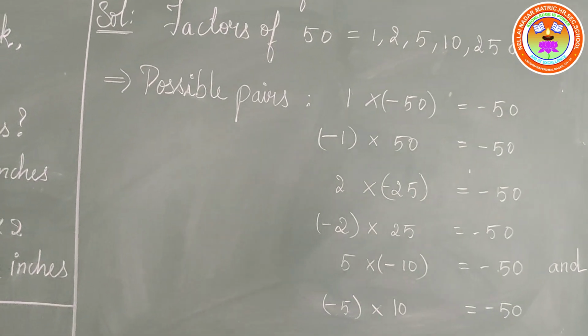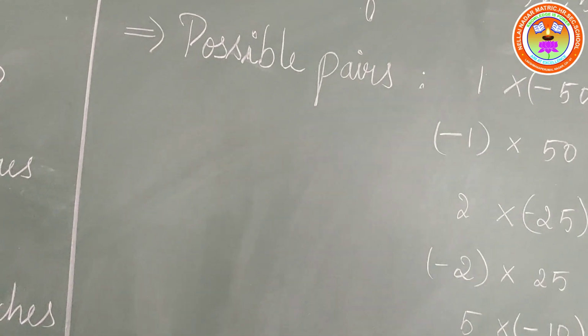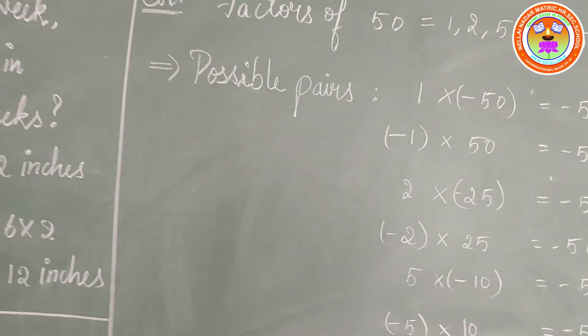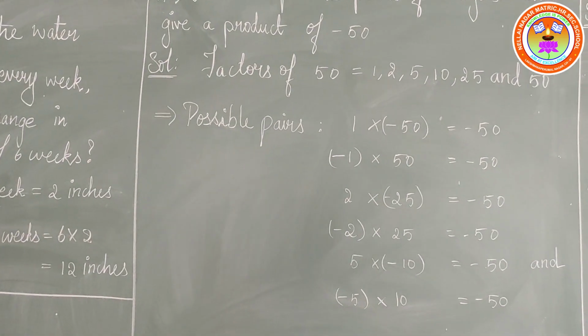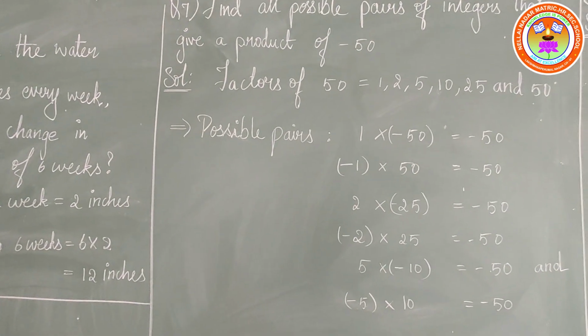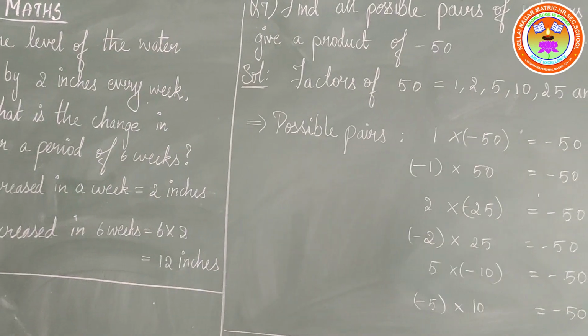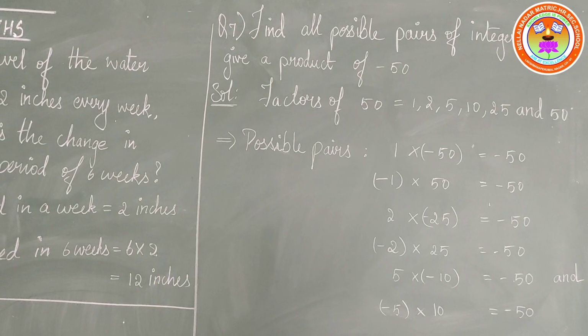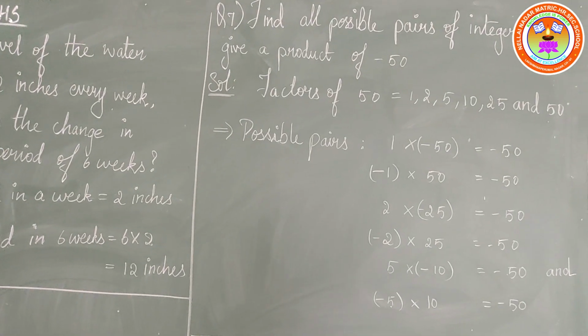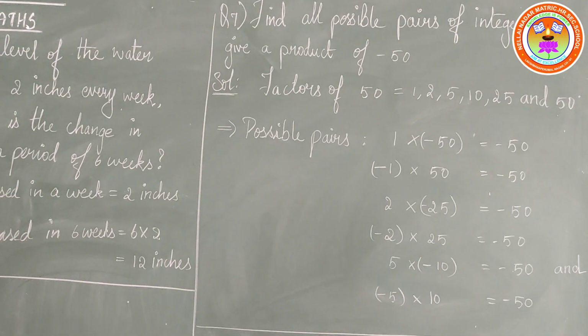You understood? So with this we have completed exercise 1.3, that is multiplication of integers. Please go through it and write the notes in a separate notebook. If you work out the sums yourself, you will understand properly. If you have any doubts, you can contact your teacher.